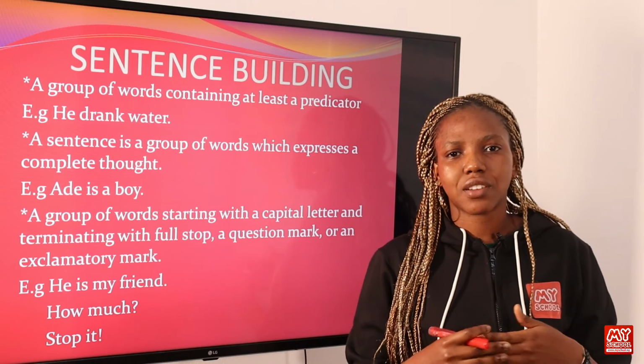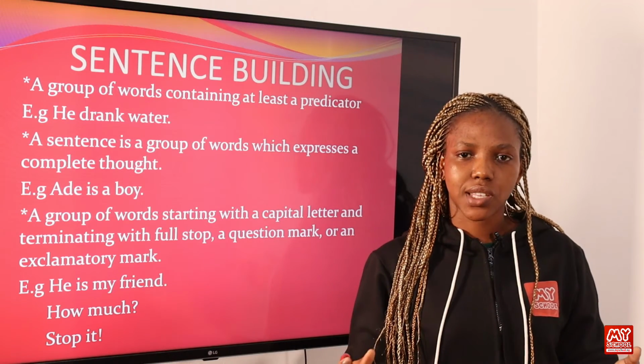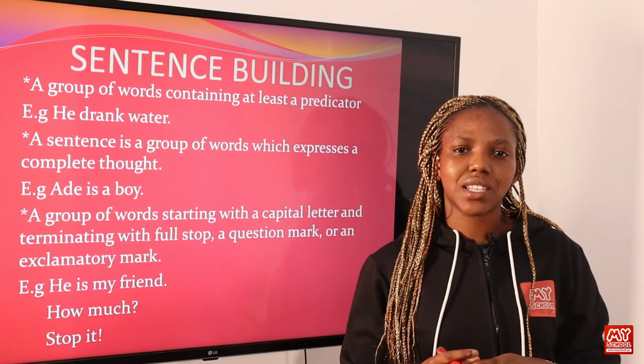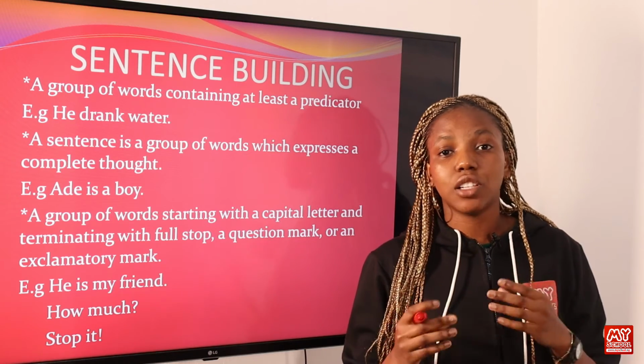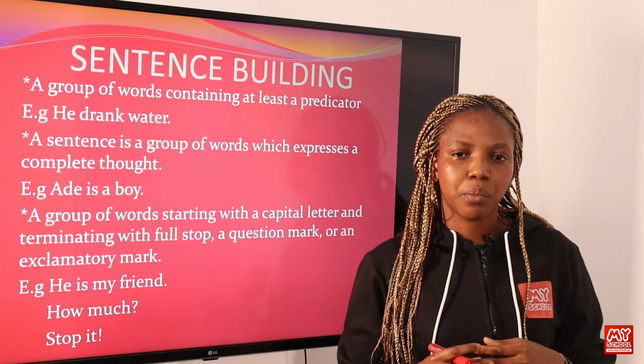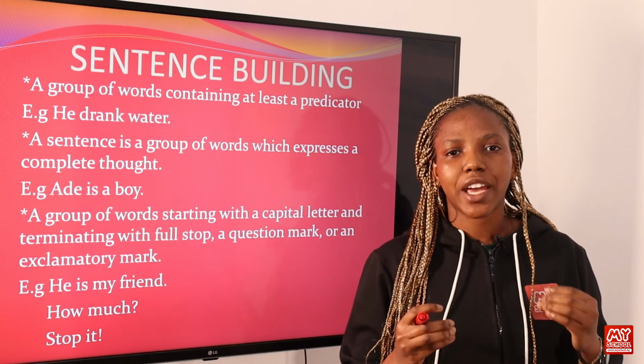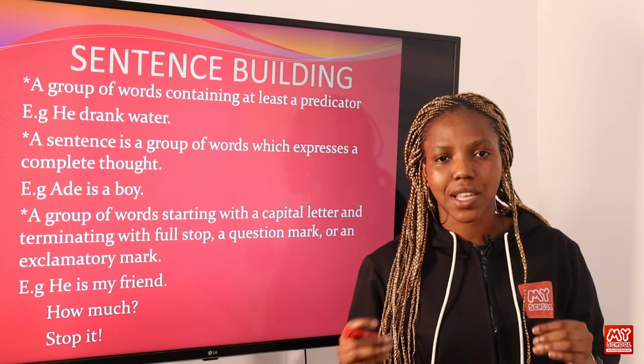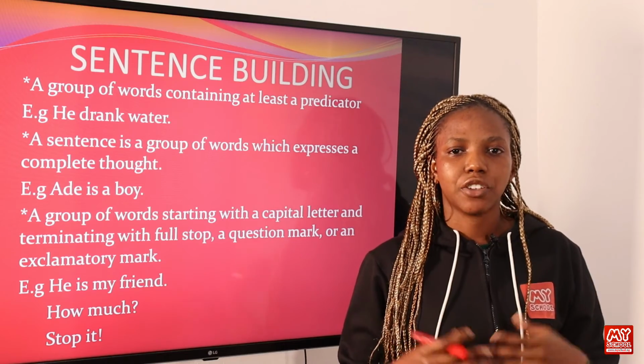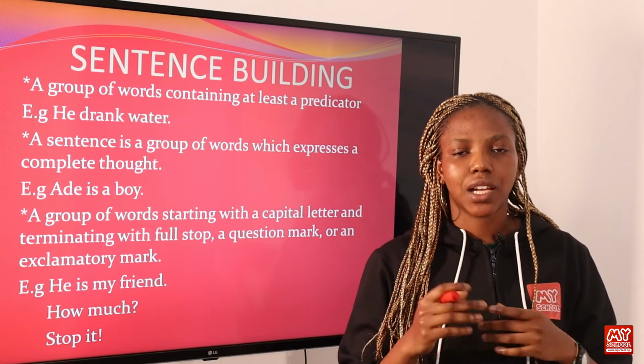So how then do we describe or define a sentence? Now, the thing is, a sentence is more easily illustrated or described rather than being defined. What I'm trying to say is we cannot get a complete definition of a sentence. We can only illustrate and describe. So how do we illustrate? Now let's take a look at this.